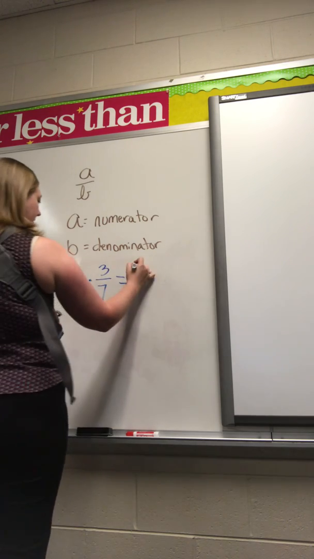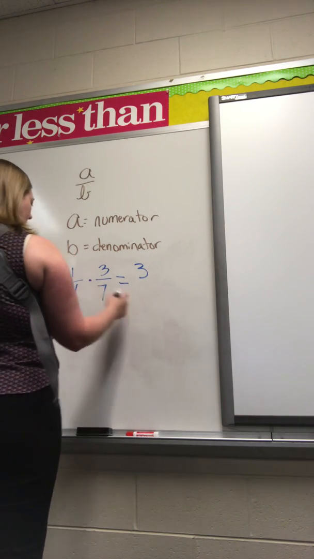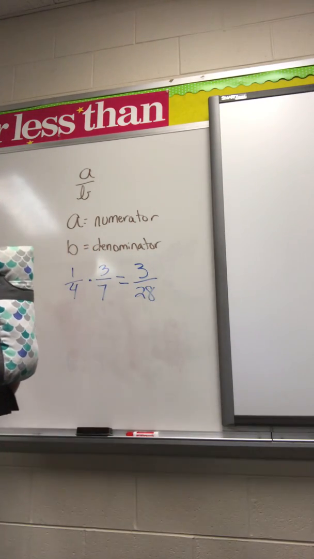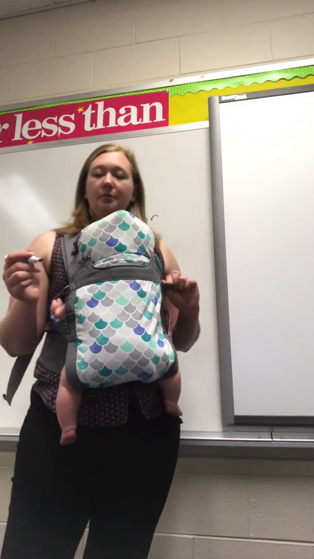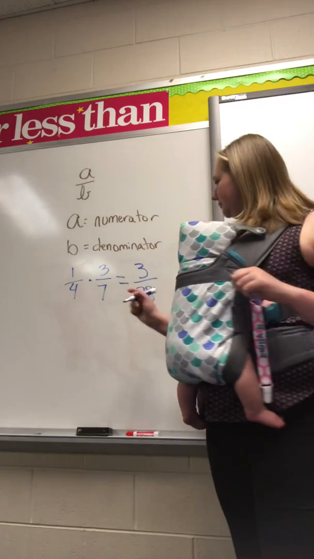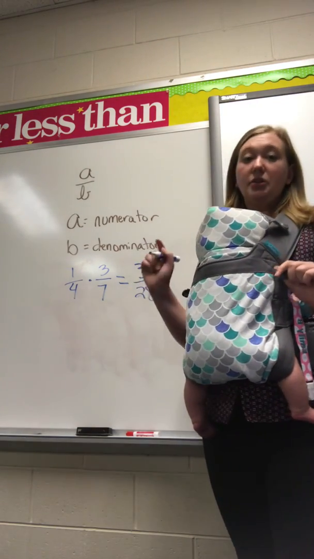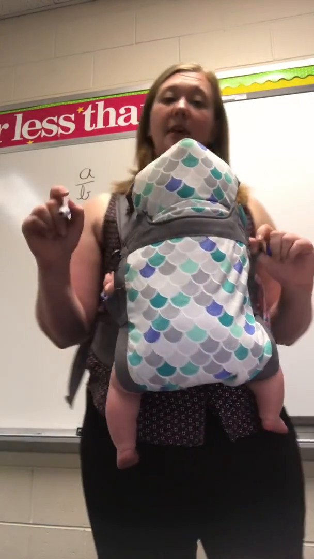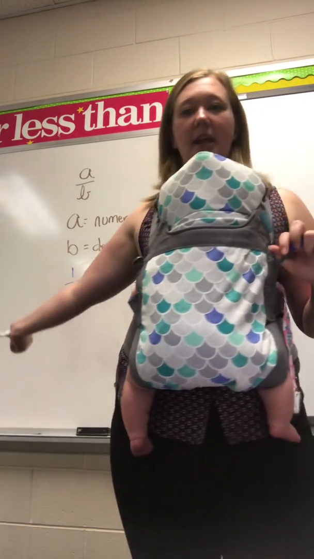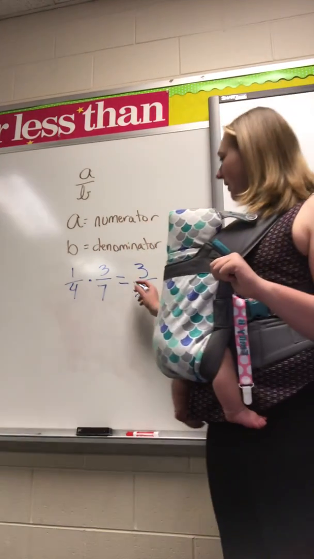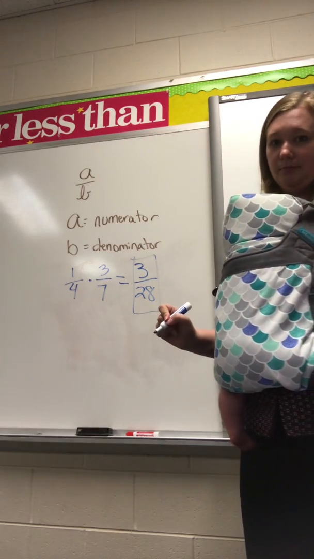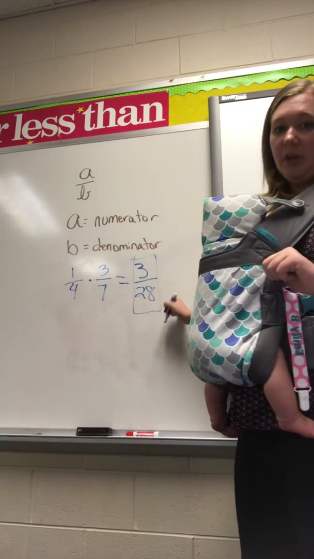1 times 3 is 3. 4 times 7 is 28. We're left with 3 28ths. Here's a question though. Can we divide 28 by 3? That answer is no. The closest that we get is 9. 9 times 3 is 27. That's not 28, so we can't do anything. That's all we can do. We leave it at 3 28ths.